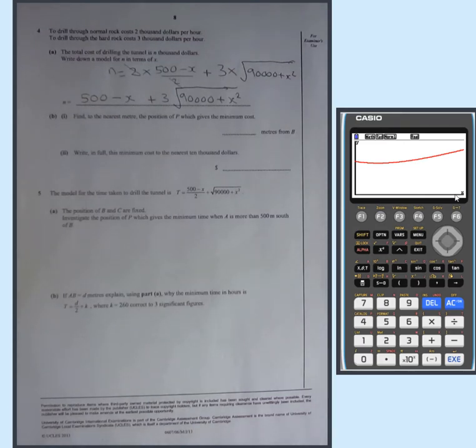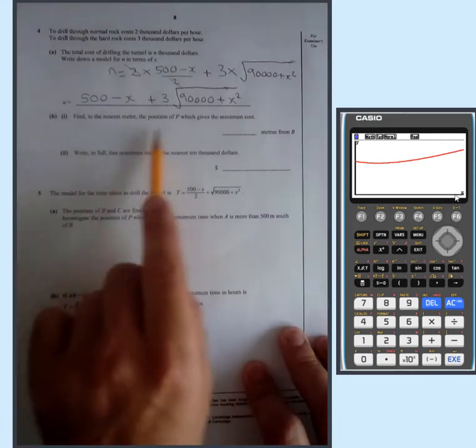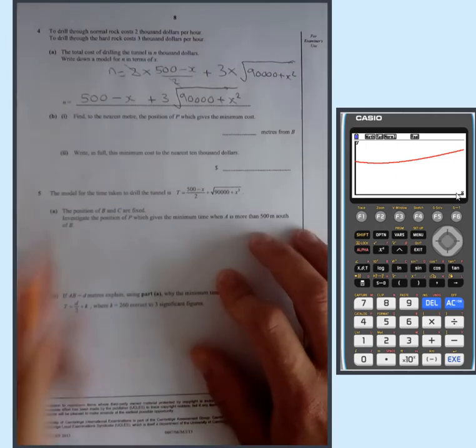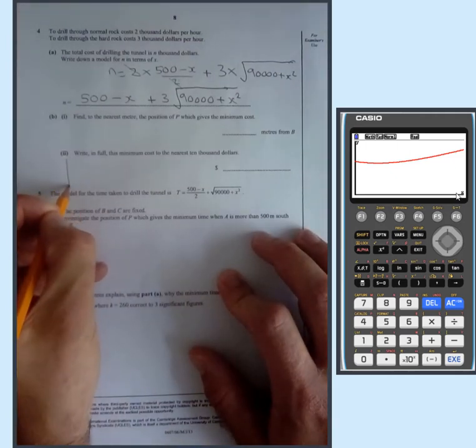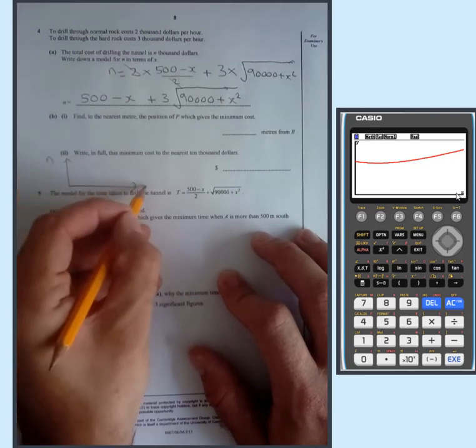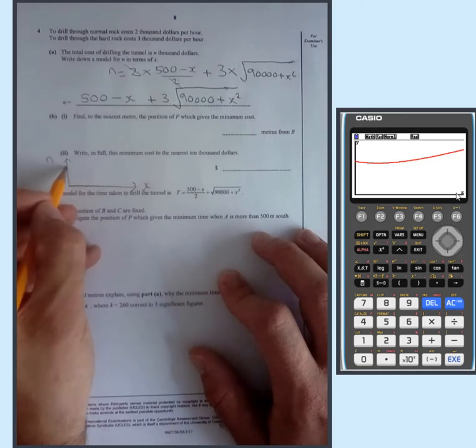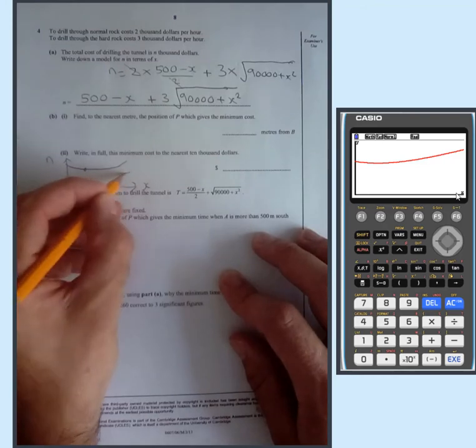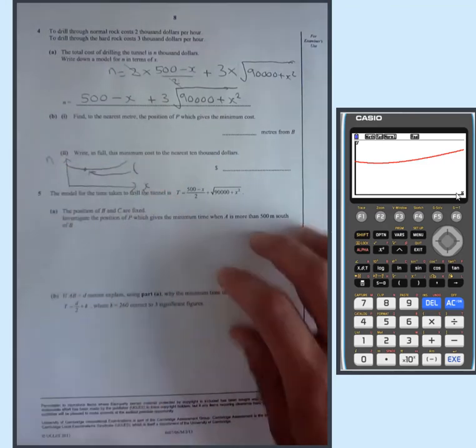Now we don't need to plot this, but we need to minimize again. So find to the nearest meter the position of P that gives the minimum cost. Now remember, this graph is cost against x, as in the distance. So it hasn't given us a lot of space to show communication, which is a bit annoying because I would want to show that. So I still think I'm going to draw a little curve like that, this was cost against x, and I still really want to show where that point is, even though I haven't got a lot of room. I'm still going to attempt to do it.